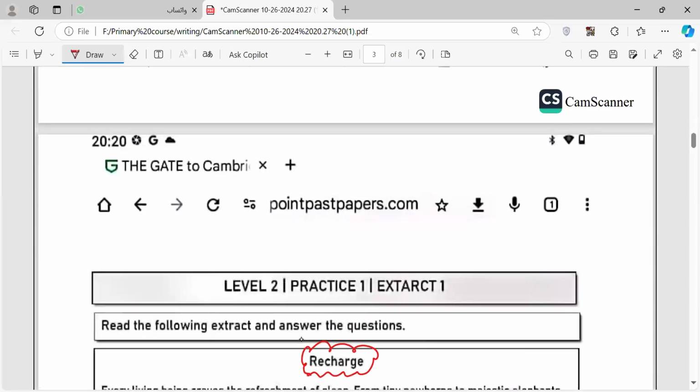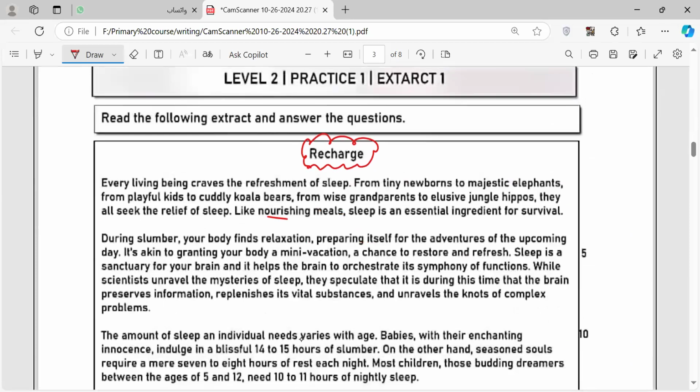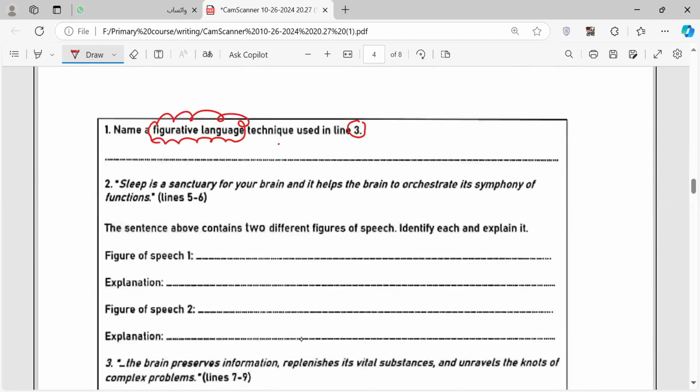What do you think the answer will be? In line 3 here: they all seek the relief of sleep like nourishing meals. So this technique is what? It is simile. Exactly. The technique used here is simile. Why? Because he compared what to what?